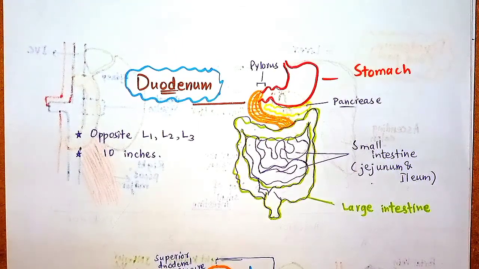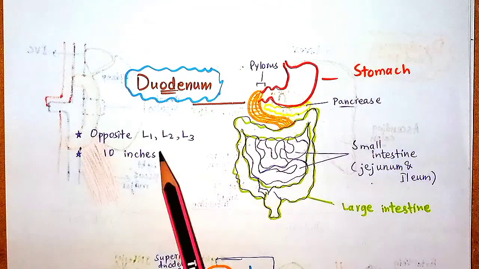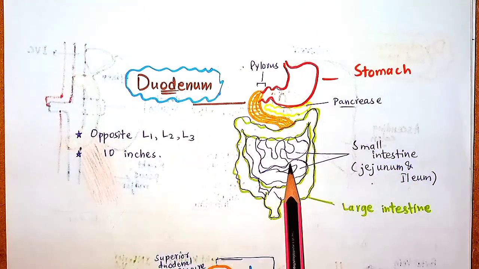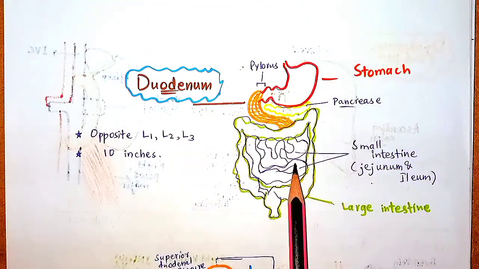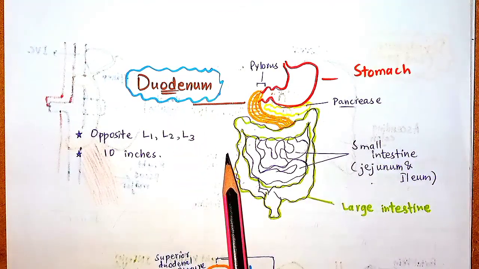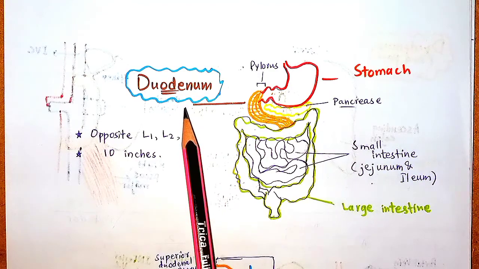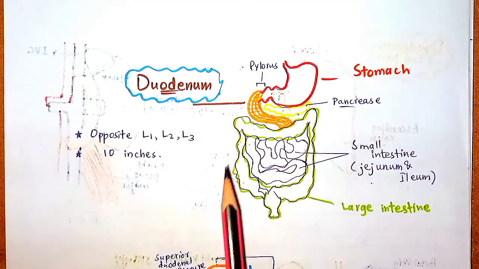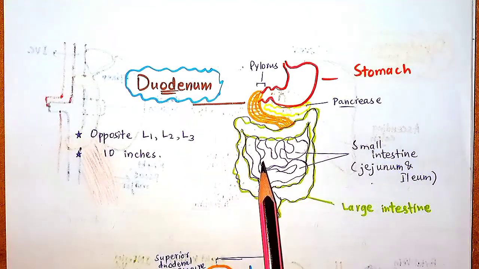Students, in this video I am going to discuss the anatomy of the duodenum, the first or the proximal part of the small intestine. I will explain the gross features of the duodenum. I will also describe the parts of the duodenum along with their relations. So let's move on.